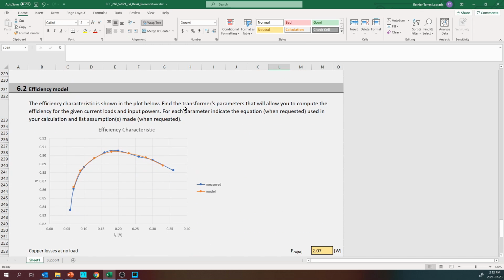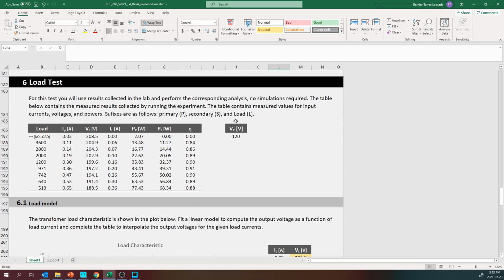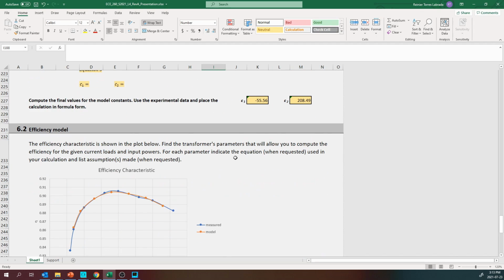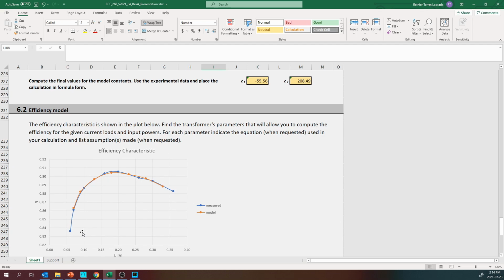Now then there is the efficiency model. This is the trickiest of all, because as you can see in this table, we don't have any way from which we can compute the parameters of this transformer to get the equivalent circuit, and so we are pretty much in the dark. But under some assumptions, we can nonetheless create a model to plot on, to interpolate on these measured values.